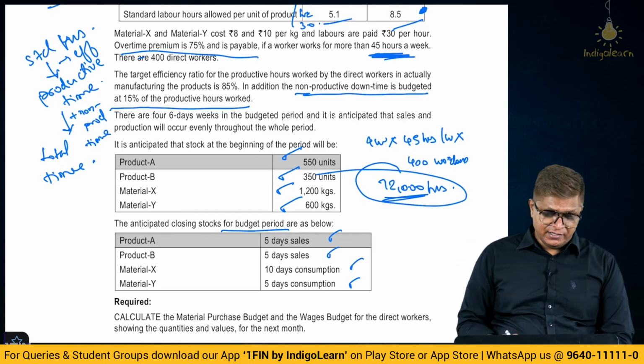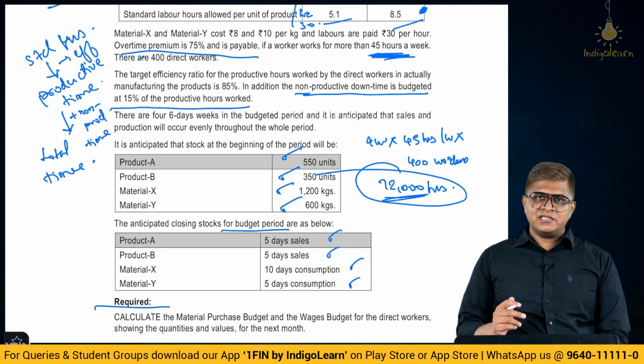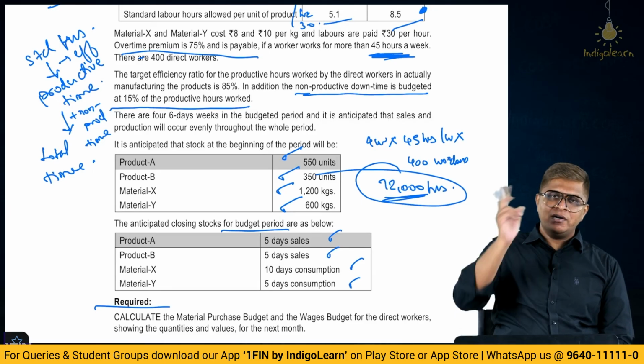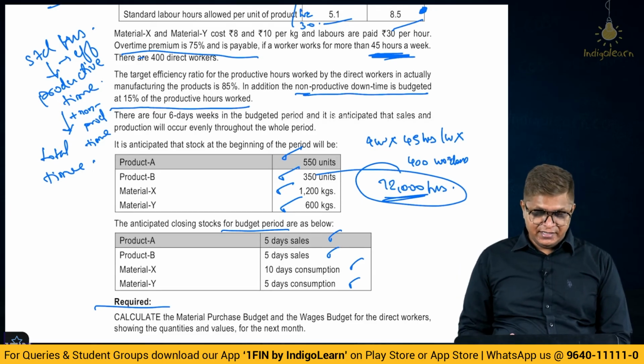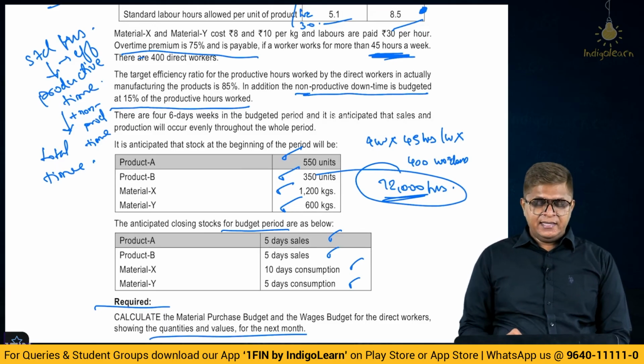Let's look at the requirement. Required: calculate the material purchase budget. For purchase, I need to understand consumption. For consumption, I need to understand how many units are to be manufactured. Alright, and the wage budget, showing the quantities and the values for the next month.